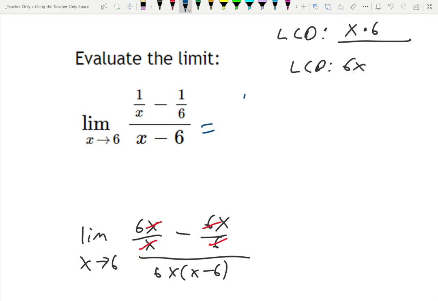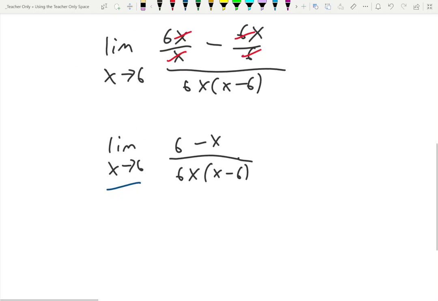When we sub in 6, we're going to end up with 1/6 minus 1/6 over 6 minus 6, which results in 0 over 0. So it's of indeterminate form. Let's see if that has changed. Let's go back down here to our new version.